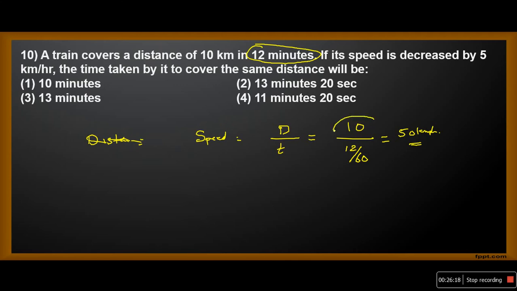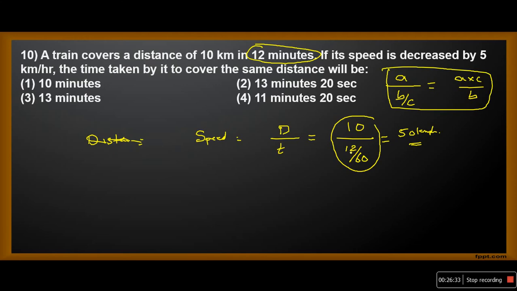Whenever a ratio is given as A divided by B by C, it is equivalent to A into C by B. So 10 divided by 12 by 60 is nothing but 10 into 60 by 12, which is equal to 50 km per hour. Now he is traveling at a speed of 50 km per hour.